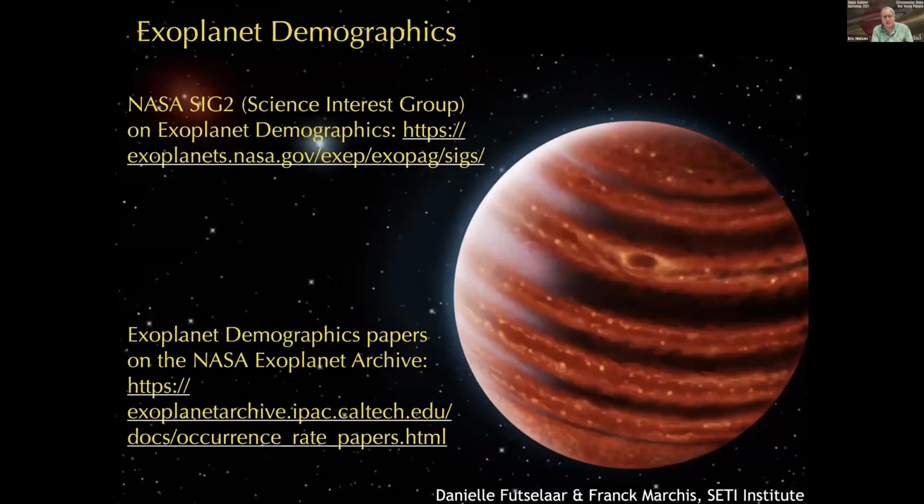Okay, I'm just going to do a very quick advertisement here before moving on. If you work on exoplanet demographics, we would love to have you as part of NASA SIG2. This is a science interest group that does exoplanet demographics. We have telecons about once a month. So consider joining SIG2 if your work takes you towards exoplanet demographics. And again, this is a short talk. There's a longer talk on YouTube, but if you really want to dive into exoplanet demographics, there's this wonderful archive of papers on the NASA Exoplanet Archive, occurrence rate papers from a number of different techniques. So I highly recommend doing further reading there.